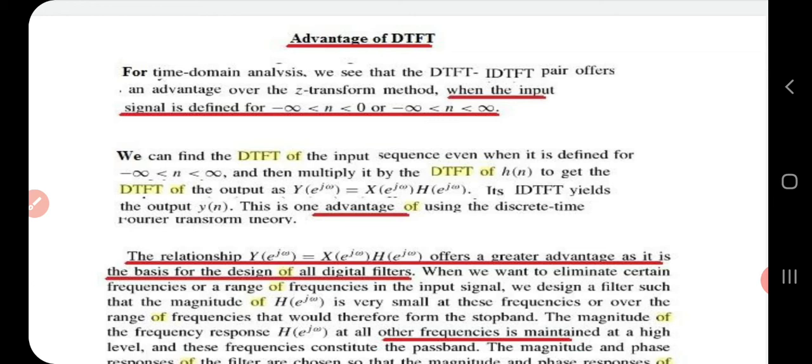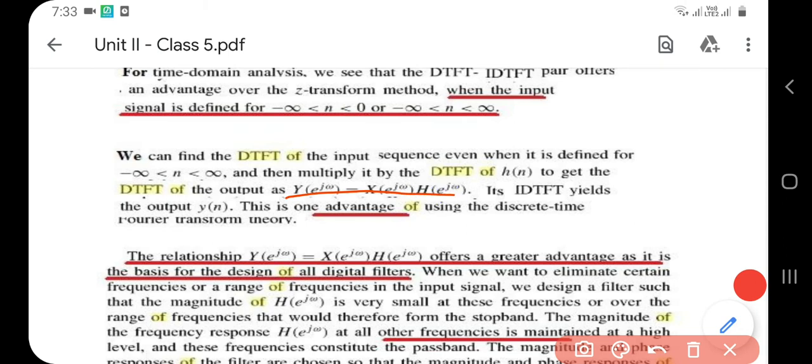Then if we take the IDTFT, that is the inverse discrete time Fourier transform of this particular equation, you will get the output y of n. So this is one of the advantages. If your input sequence ranges from n equals minus infinity to plus infinity, in order to find the output of such a sequence, you can apply the DTFT theorem. And this relationship, Y of e raised to j omega equals X of e raised to j omega times H of e raised to j omega, offers a great advantage, especially in the design of digital filters. This H of e raised to j omega I have also discussed in class 3, and it stands for the frequency response of the system.